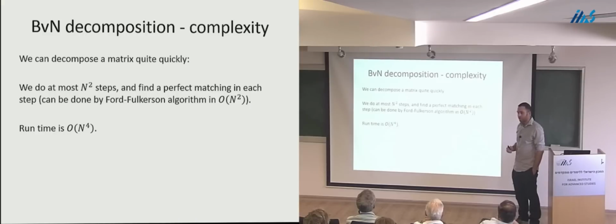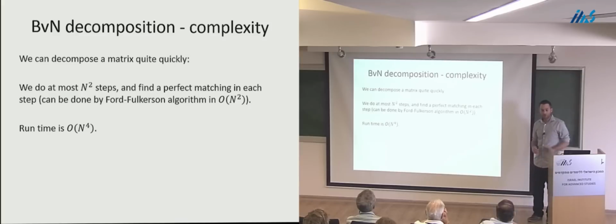How long does this process take? At most we do n squared steps. In each step we need to find a perfect matching, which we can do using well-known algorithms in computer science that take about n squared time. So at most it's n to the power 4 time, which is not a lot. I see that some of you are not impressed or don't care.